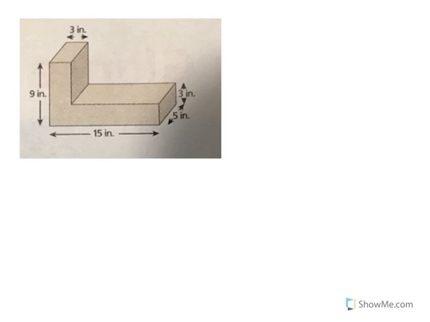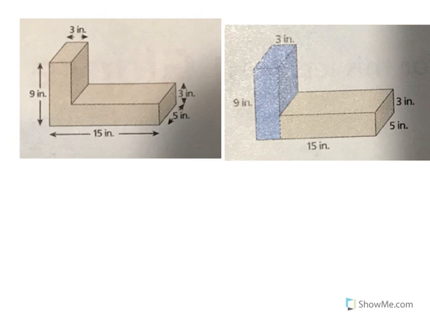8.13, 5th grade. A composite solid can be made by putting two or more rectangular prisms together. To find the volume of a composite like this, we divide it into two individual prisms. Here's the same figure divided into two rectangular prisms.